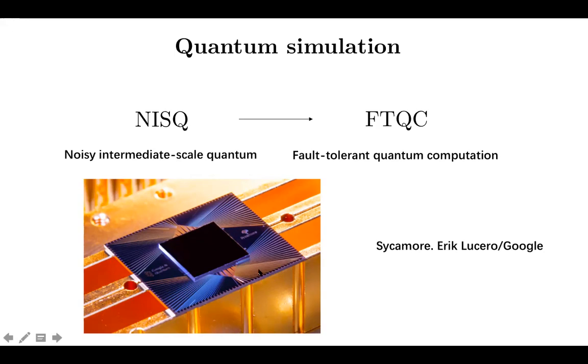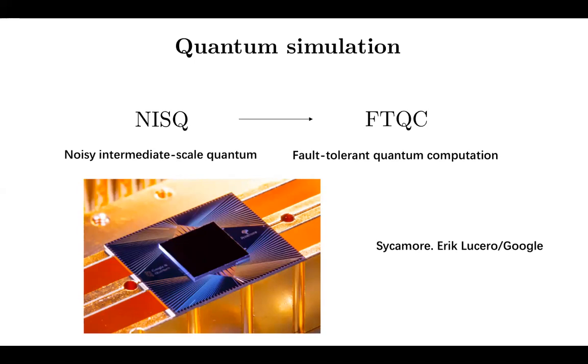For instance, this is a famous photo of Sycamore at Google, which is one of the best quantum processors in the world, and they already demonstrated a quantum supremacy experiment, or a quantum advantage experiment, last year. Then, because of those possibilities, there are different research directions for quantum simulation using different methods.